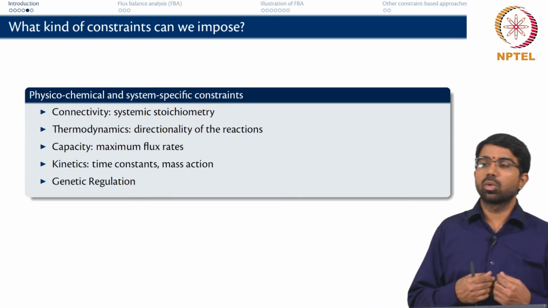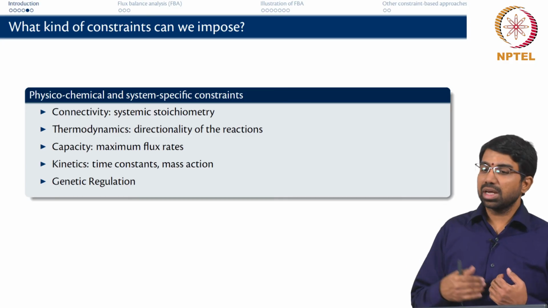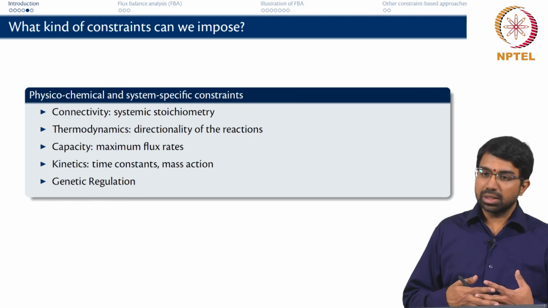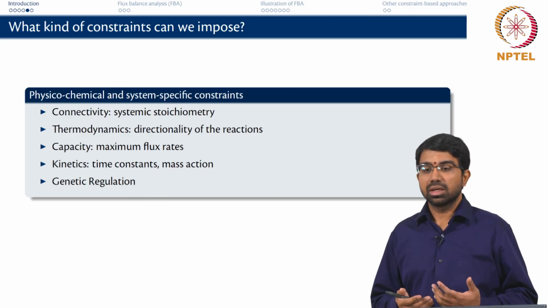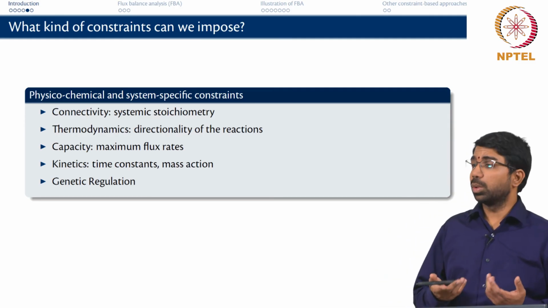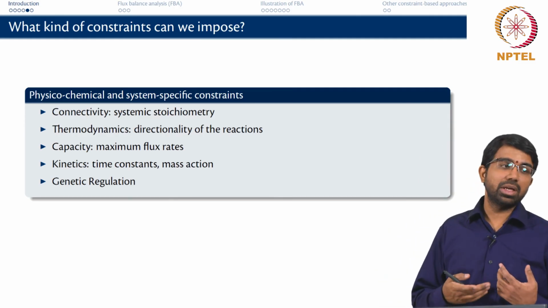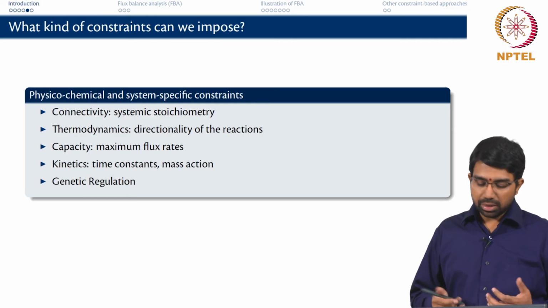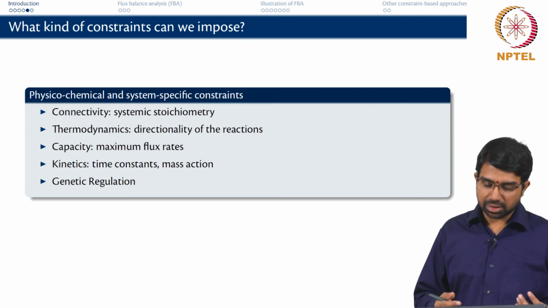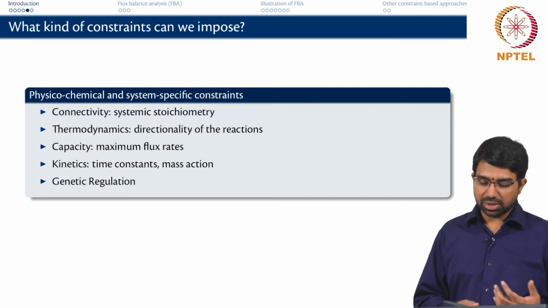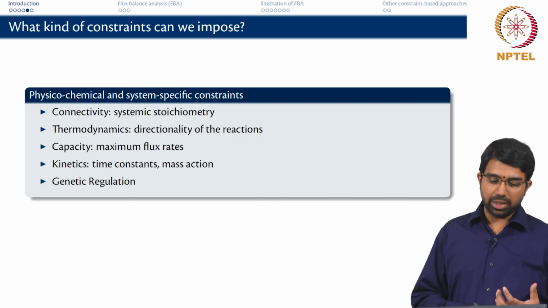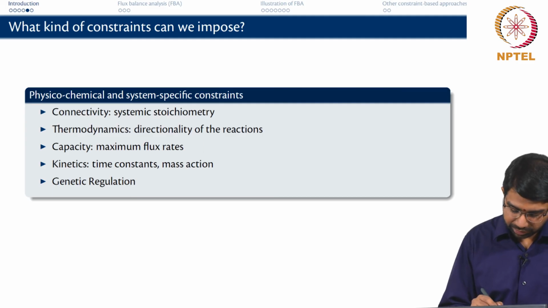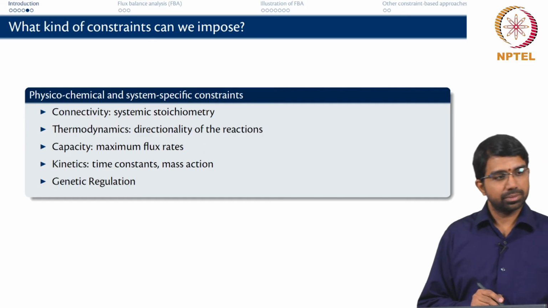There are some reactions that can only go in a particular direction, some reactions would be reversible, they can go in either direction, but there are such constraints. Then there are maximum flux rates, right. So every enzyme has a particular turnover number, right. It may not be able to turn over more than x number of molecules per second, and there's genetic regulation, you need to worry about time constraints, mass action, there are many other constraints that you may be able to think of, but most importantly I would say are connectivity, thermodynamics and capacity.